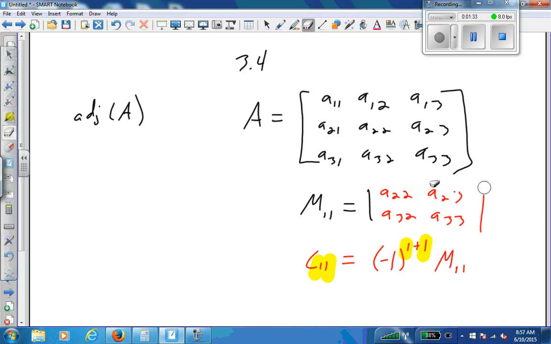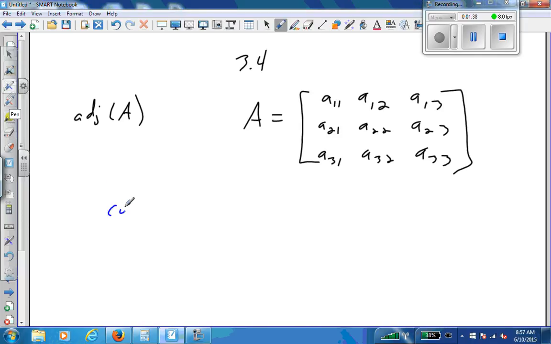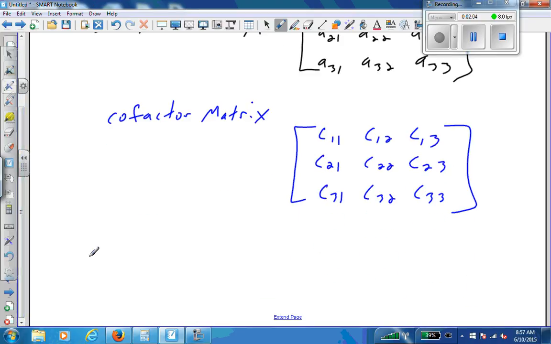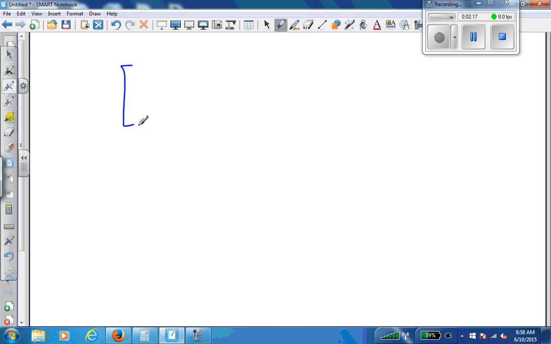So in order to calculate the adjoint of A, we need to come up with what's called a cofactor matrix. And that's where we calculate each of the cofactors for that particular matrix. Then after we get each of those cofactors, we're going to transpose it, and that's going to give us the adjoint of our matrix. So let's work an example and see how this works. So let's take the matrix 1, 2, 3, 0, 1, negative 1, 2, 2, 2. And let's begin by getting the cofactor matrix and then getting the adjoint.